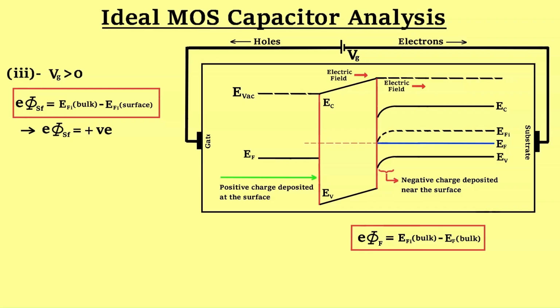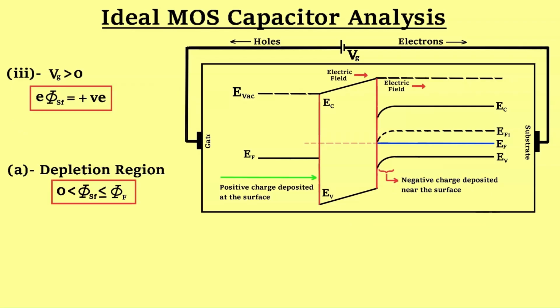The case of positive gate voltage is further divided into three parts, which is defined on the basis of surface potential. First is the depletion region.